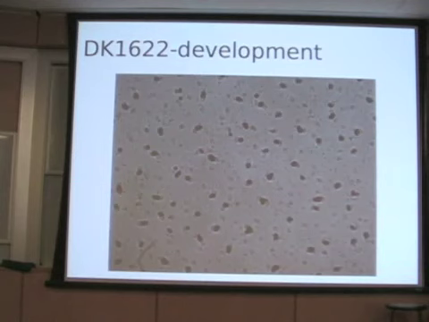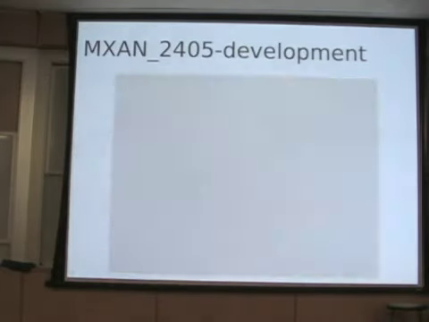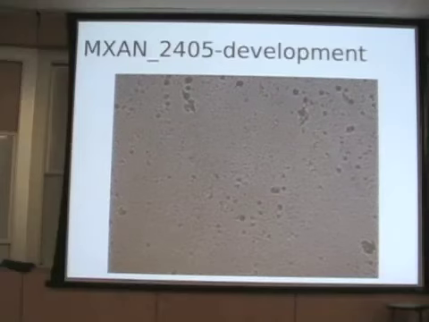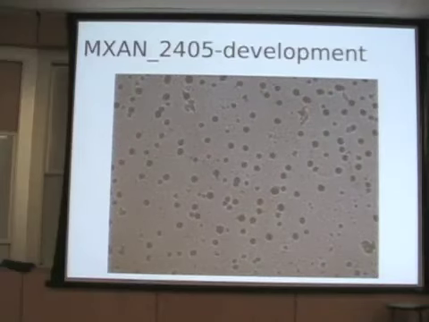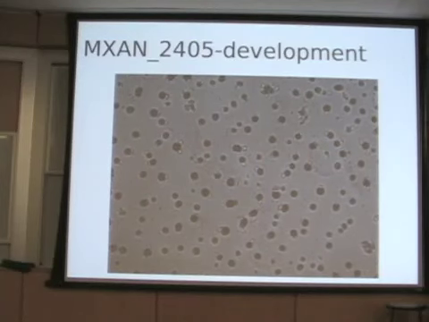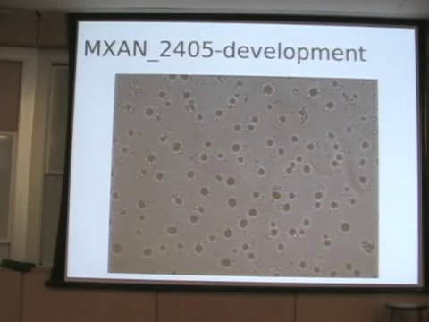And so we started doing that with the ECF sigma factors. This is actually a mutation in the gene MXAN2405. If you just start at the top, at the origin of replication, and number them from 1 to 7,500, the number doesn't actually have any meaning. We made the same kind of movie here, and in a reasonably timely fashion, it makes aggregates, and those aggregates actually appeared to move a little bit more than they should have, but eventually stabilize and form fruiting bodies.